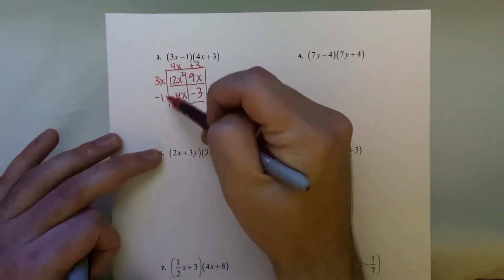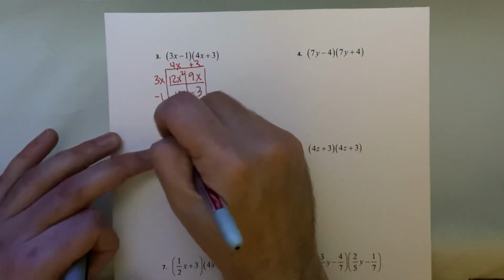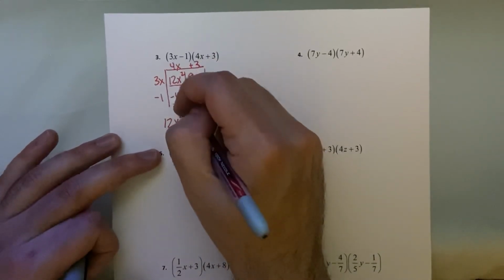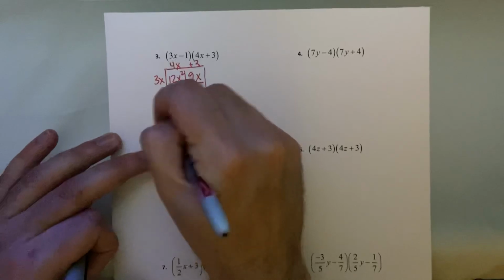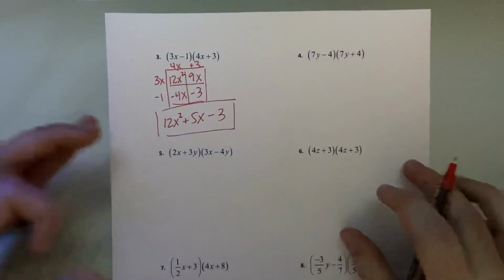It's again the diagonal that gets combined, so it's 12x squared. 9 minus 4 is 5, plus 5x minus 3. And we will continue this section in the next video.